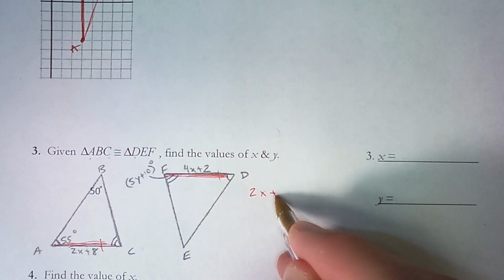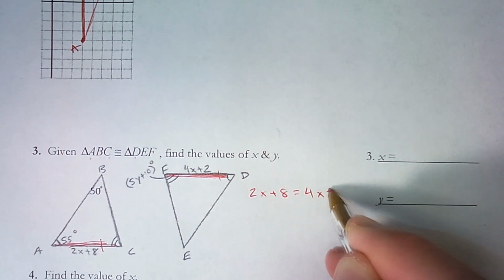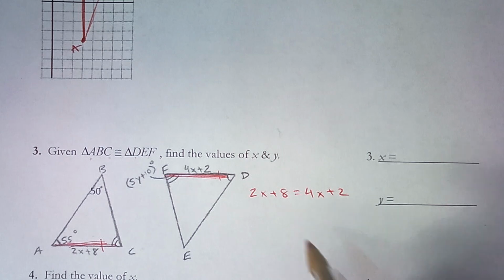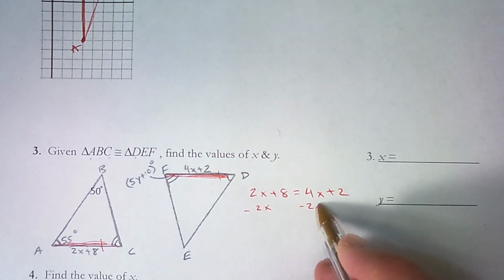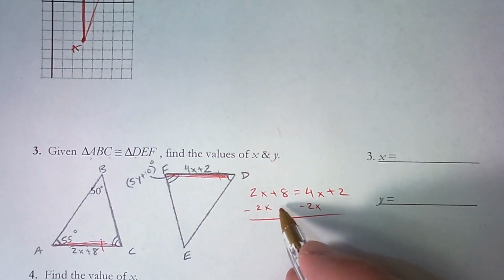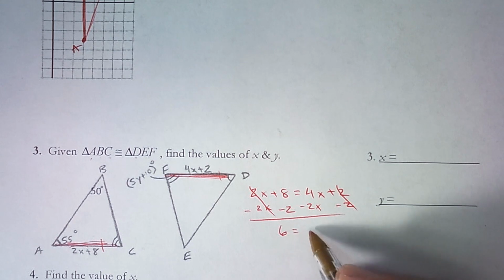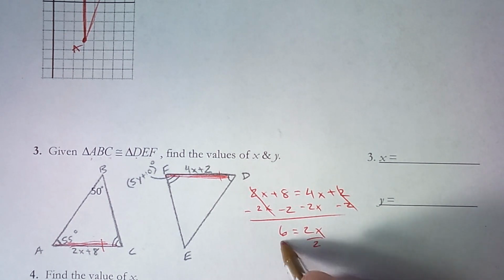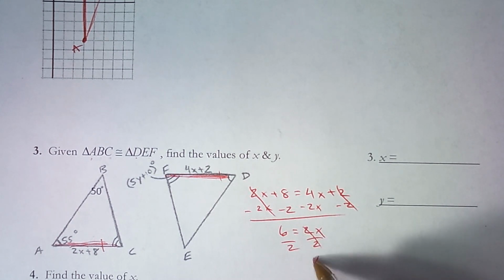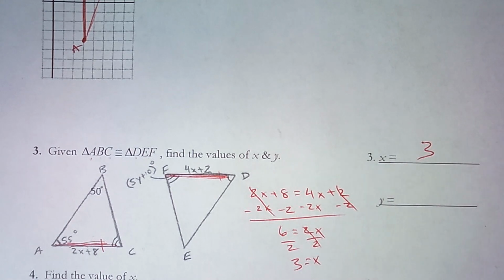So I can say that 2x plus 8 is equal to 4x plus 2. And I can subtract 2x, and I can subtract 2, and I get 6 equals 2x. And then I can divide by 2 and get x is 3.